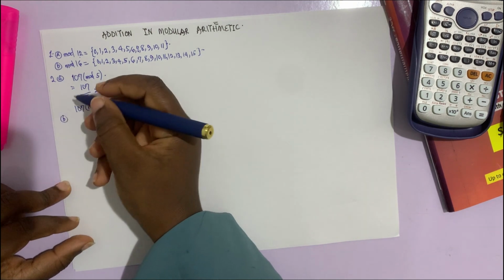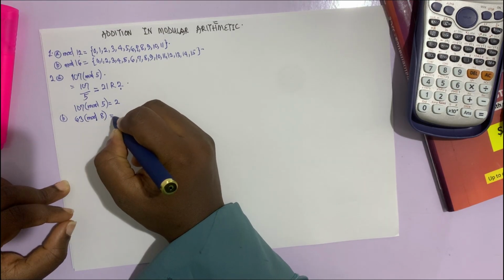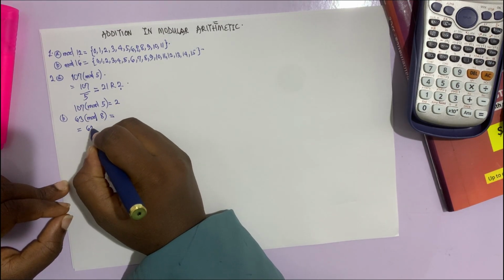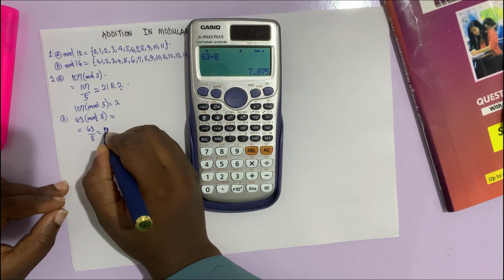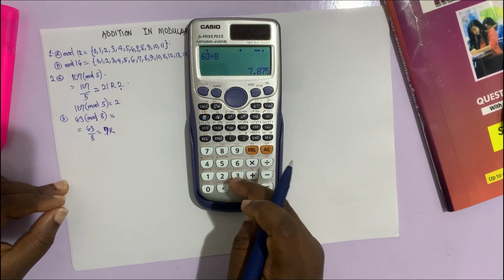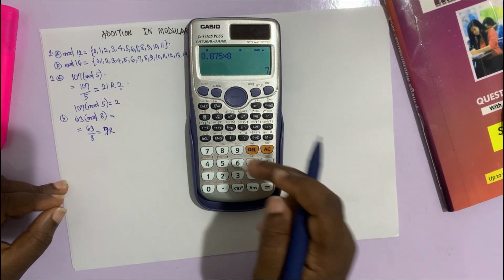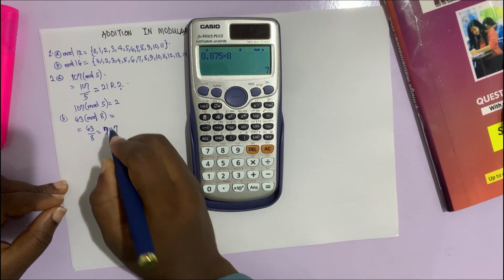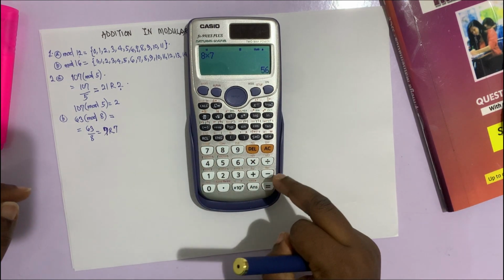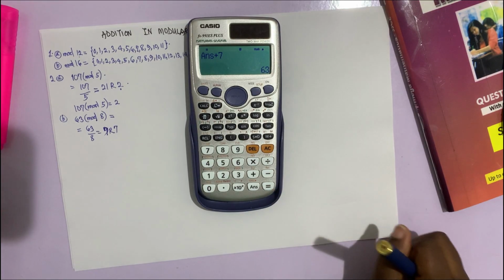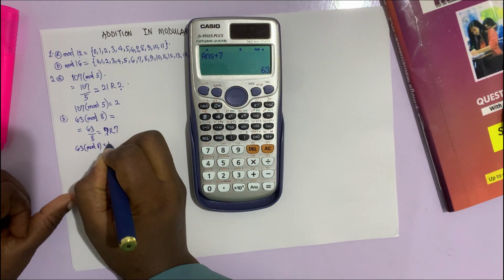For 2b, we have 63 in modulo 8. So basically this is 63 divided by 8. That will give us 7 remainder 7. So 63 in modulo 8 is 7.